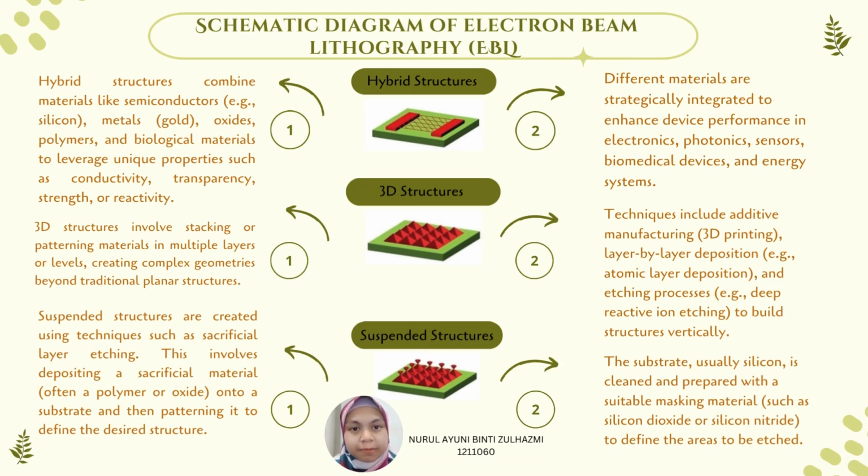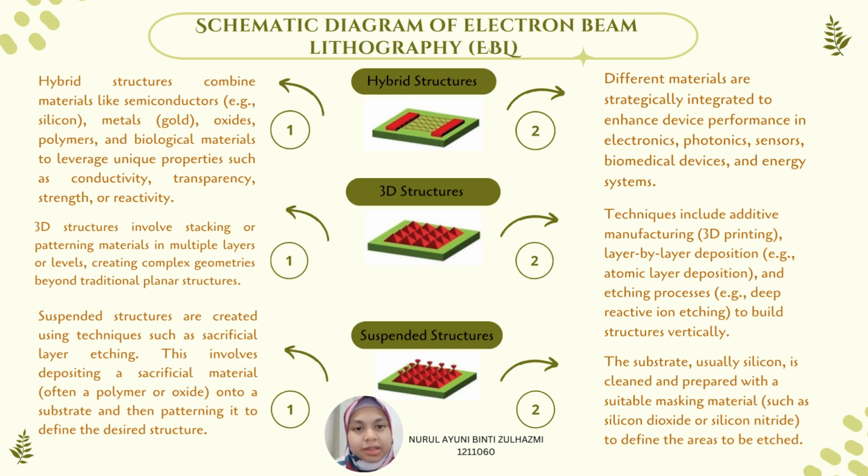Hybrid structures. Hybrid structures combine materials like semiconductors, like silicon, metals, gold, oxides, polymers, and biological materials to leverage unique properties such as conductivity, transparency, strength, or reactivity. Different materials are strategically integrated to enhance device performance in electronics, photonics, sensors, biomedical devices, and energy systems.